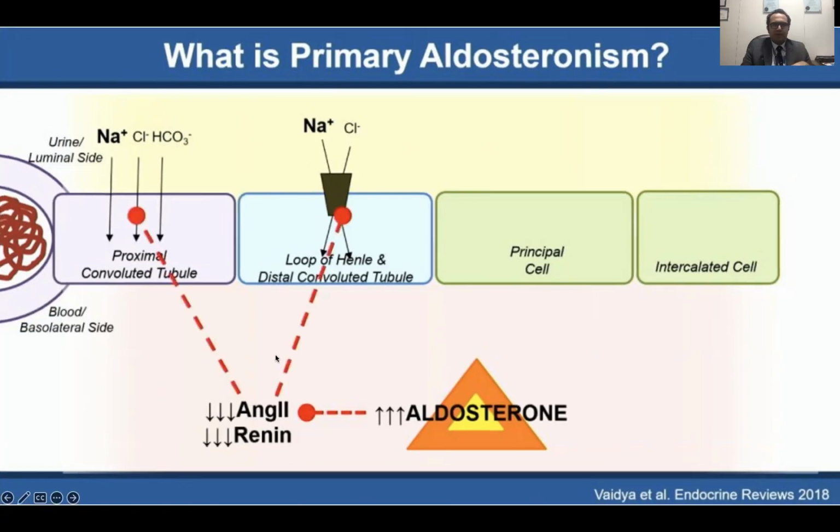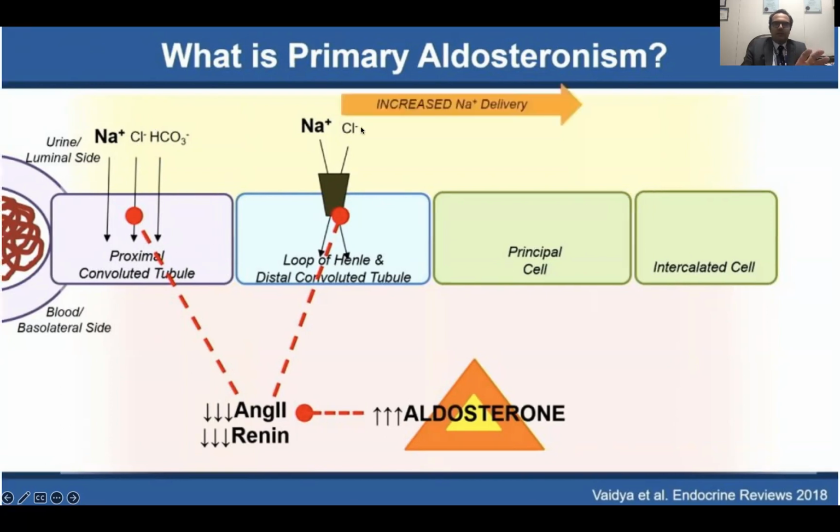And we also know that basically the sodium absorption at the level of the proximal convoluted tubule and the loop of Henle and distal convoluted tubule is done by this angiotensin 2. When aldosterone is so high and is autonomously produced, it will cause suppressed renin, and that causes low angiotensin 2, and therefore there will be no absorption of sodium at this level. And this will lead to an increased distal sodium delivery.